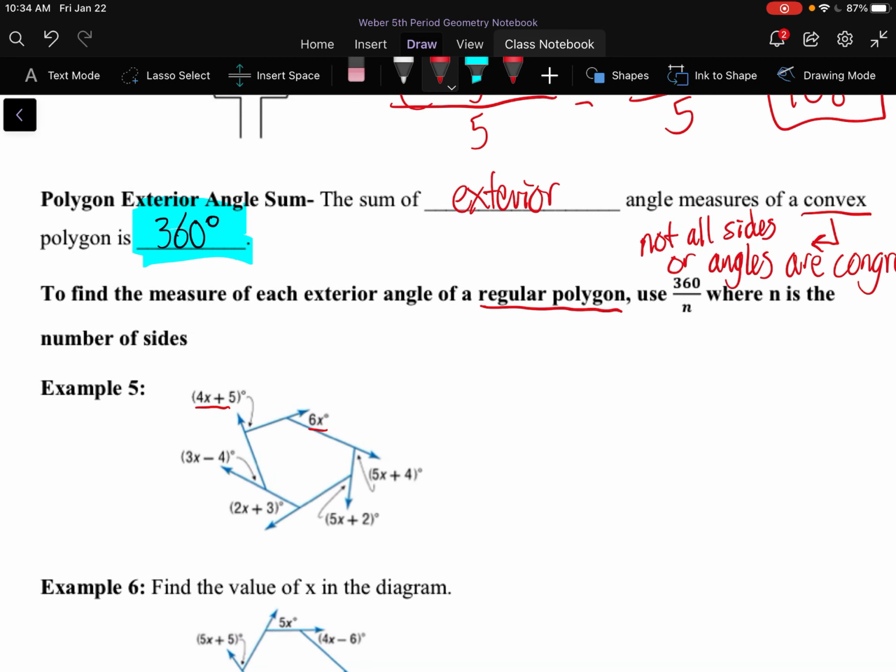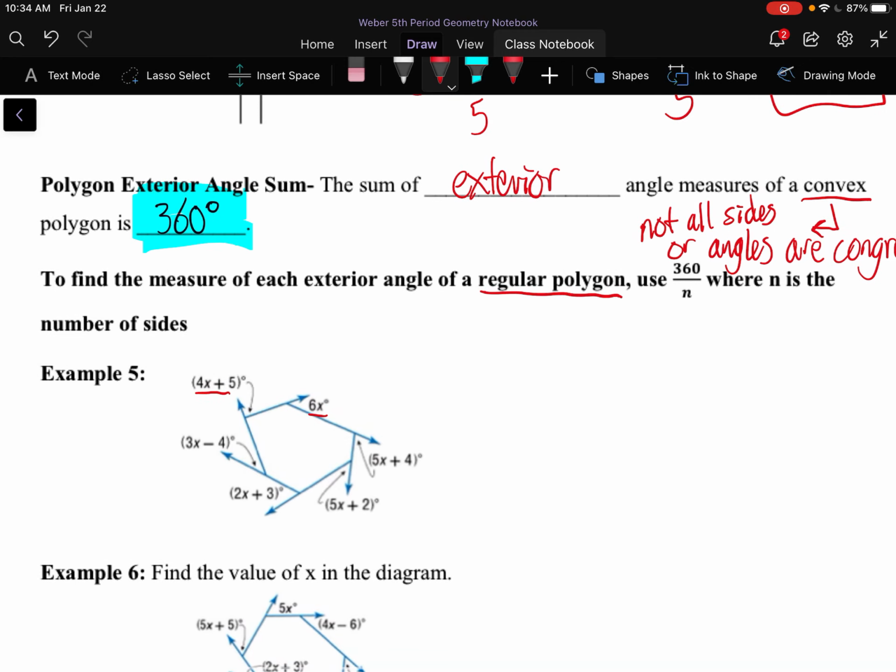So all we have to do here is add all of our angle measurements together and set it equal to 360. So I have a 4x plus 5 plus a 6x plus a 5x plus 4 plus a 5x plus 2 plus a 2x plus 3 plus a 3x minus 4. And all of those are equal to 360 degrees. Now I just need to simplify and solve for x.